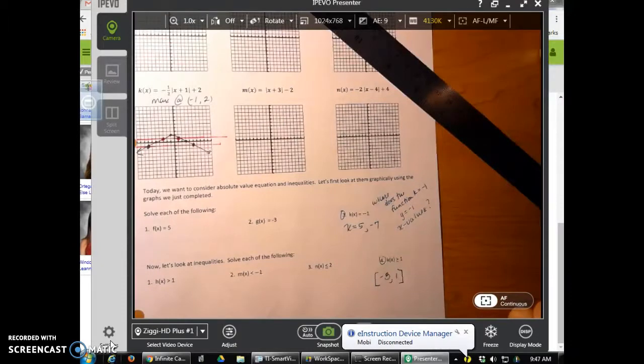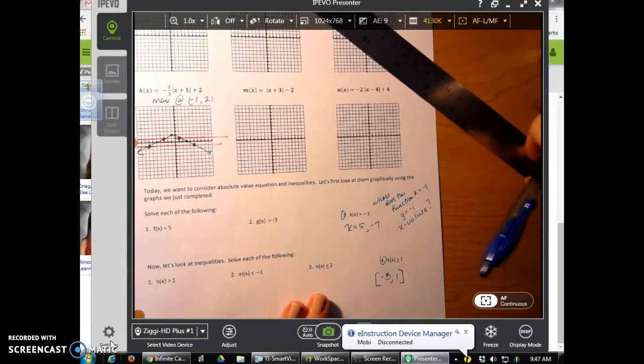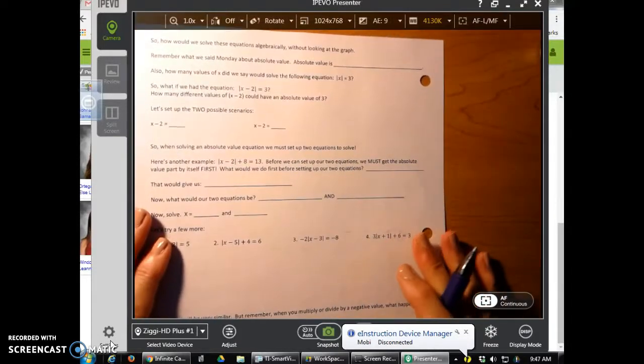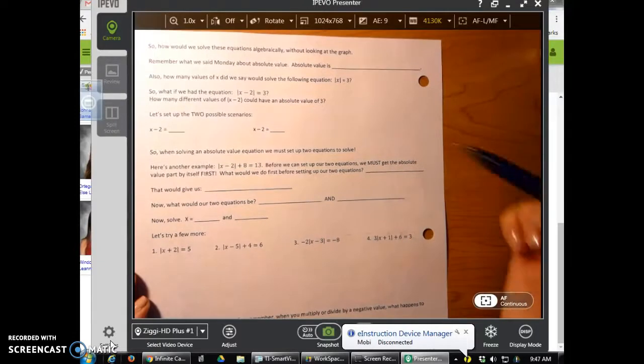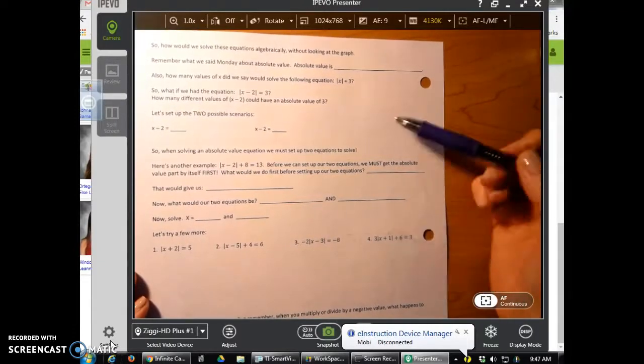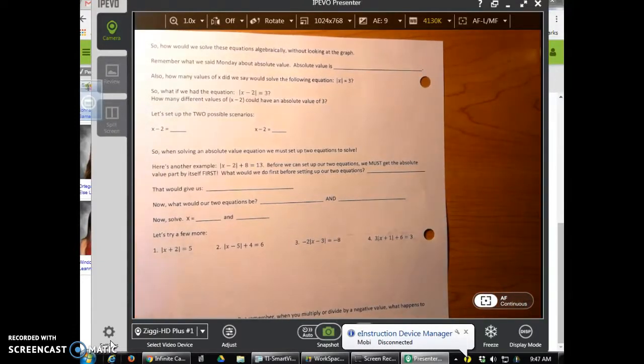So that's solving these graphically. We also need to learn how to solve these algebraically. So if you flip over to the back for the notes, and I'm also attaching all these different answers down here, so I'm just going to jump straight to a couple of examples with you.